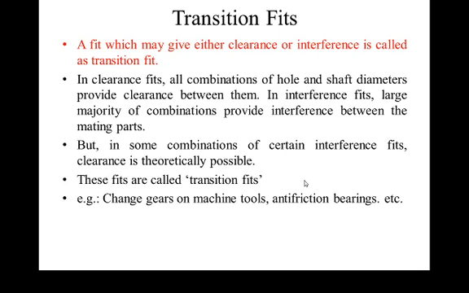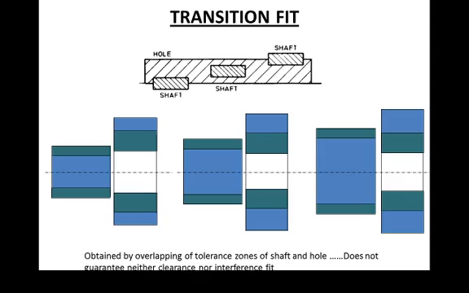Now the next fit is the transition fit. A fit which does not fall into either the clearance or interference fit is declared a transition fit. Generally, transition fits are used in machine tool gearboxes and anti-friction bearings. Now how to evaluate it? It will be intermediate between clearance and interference.